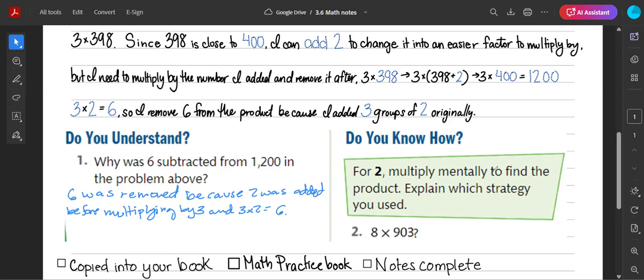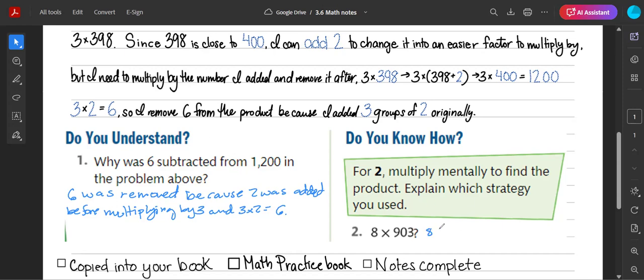For number 2, multiply mentally to find the product, explain which strategy you use. So you have a couple of different options from up there. Maybe you want to use compensation by subtracting it. Maybe you want to use your place value strategies by using your area model. Whichever strategy you decide to do, make sure that you have the whole factor. And so far inside of our compensation, we've only talked about adding. So for right now, let's go ahead and try using our area model.